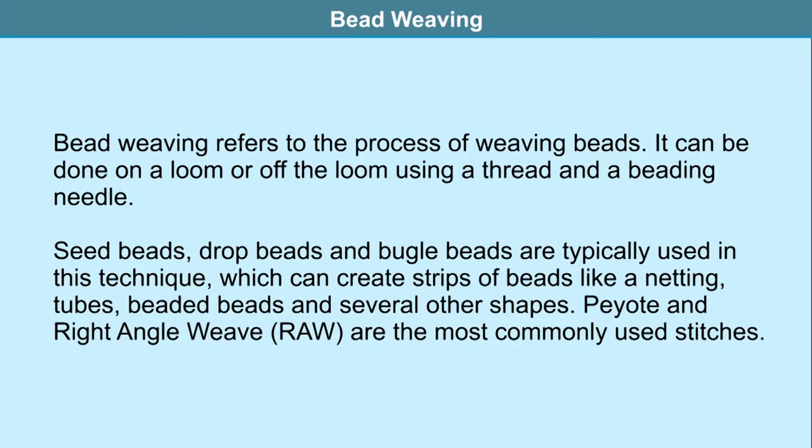Bead weaving. Bead weaving refers to the process of weaving beads. It can be done on a loom, much like a textile, or off the loom using a thread and a beading needle. Seed beads, drop beads, and bugle beads are typically used in this technique. It can be used to create strips of beads like a netting, tubes, beaded beads, and several other shapes. Peyote and brick, that is right angle weave, are the most commonly used stitches.